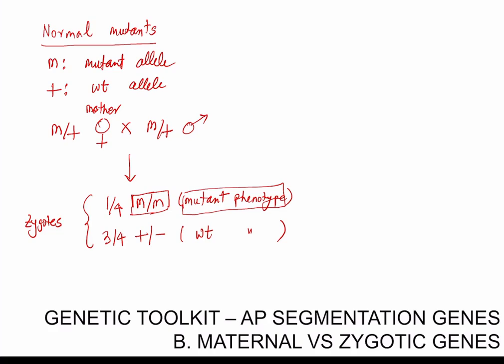For example, if this were ultrabithorax, then the mutant phenotype would be having 2 pairs of wings. So these normal mutants, we can also call them zygotic.